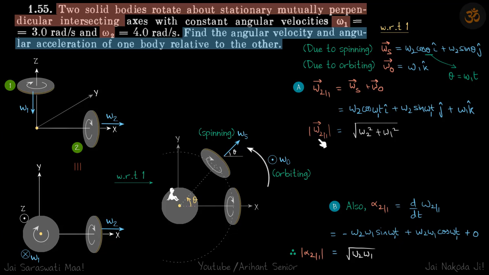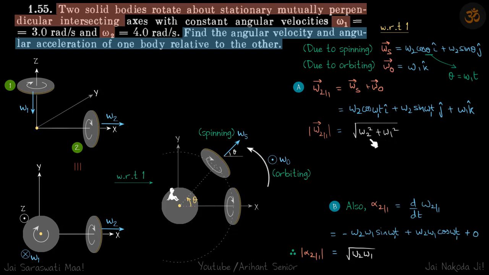But if you take the magnitude of omega 2 with respect to 1, that comes to be constant. So you can see cos square plus sin square will become 1. It will be omega 2 square plus omega 1 square. Otherwise also you can see omega O is outside the plane and omega S is in the xy plane. So the vector sum of omega O and omega S is simply root of omega O square plus omega S square. And omega O in magnitude is omega 1 and omega S in magnitude is omega 2. So omega 2 with respect to 1 is simply root of omega 1 square plus omega 2 square.